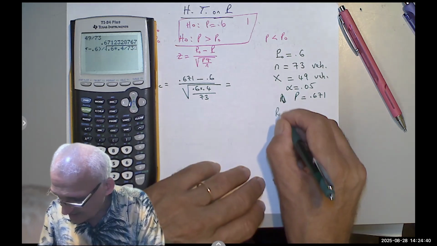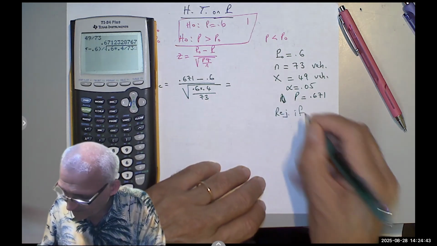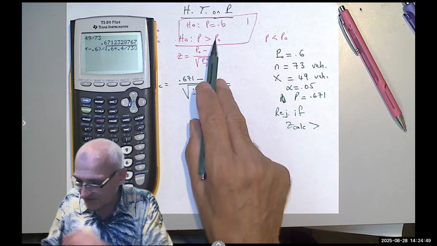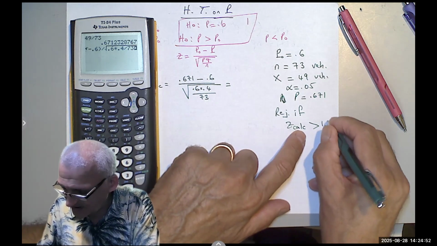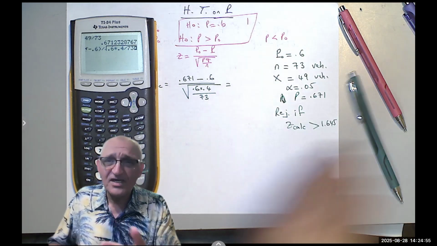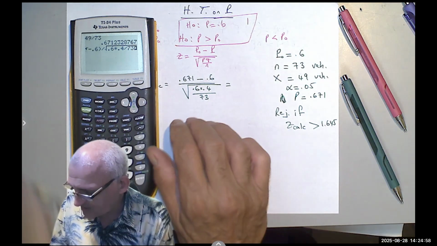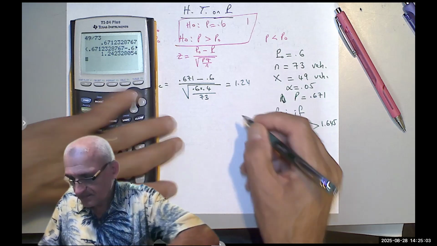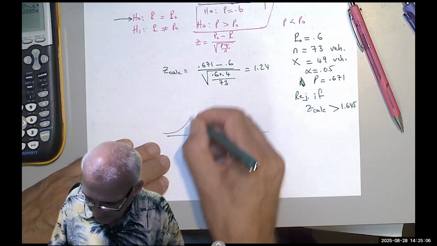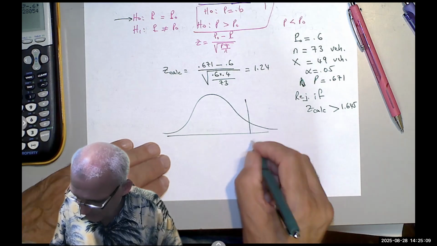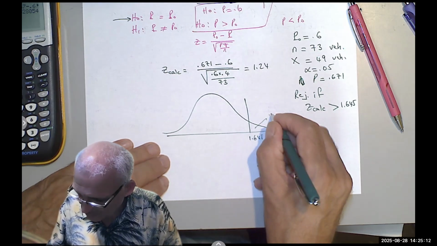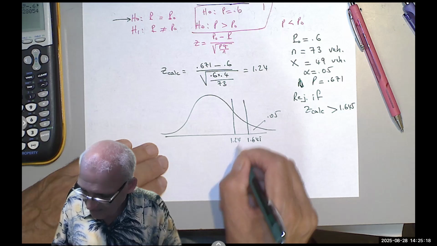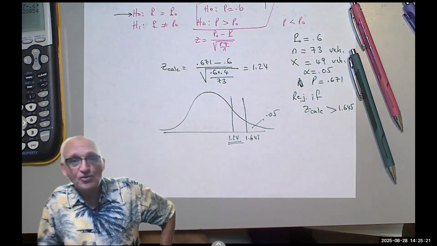Reject if the z-calc is greater than the critical value at 5%. Notice 5% would be 1.645. You can find that from your calculator or tables or a computer. I got 1.24. Now, here is my normal distribution. Here is the 1.645 that has 5% to its right, but I got only 1.24. So I failed to reject the null hypothesis.